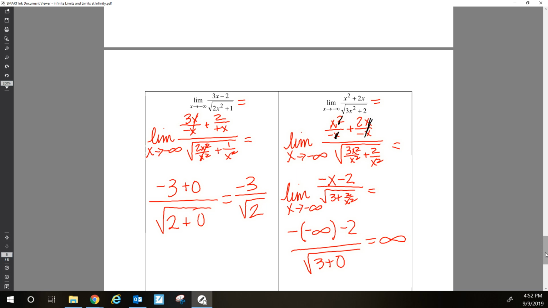So what does it mean if it's going to positive infinity? Remember, if your end behavior goes to positive or negative infinity, it means you don't have a horizontal asymptote. And we can graph that in a calculator to verify it.